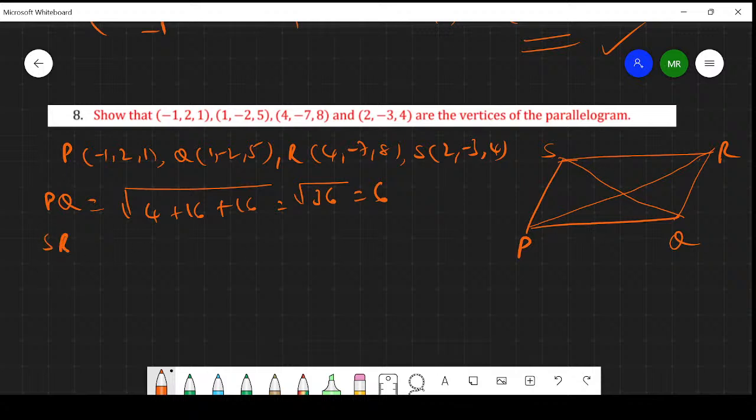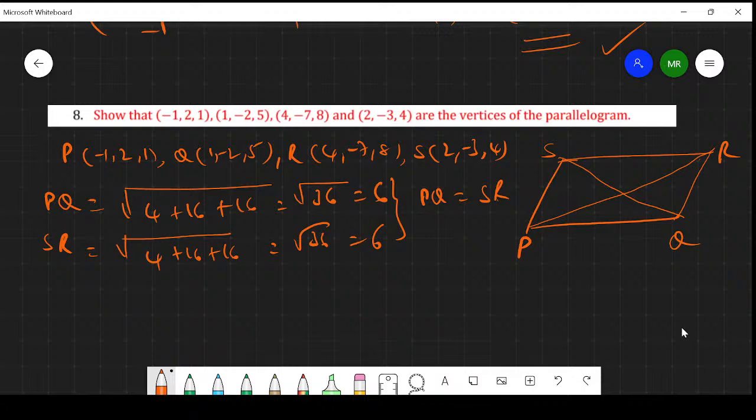Again similarly I want to prove SR. The distance SR, when I have taken S and R, you can see this is S and R. Between these two, 4 minus 2, it will be 4. Minus 7 plus 3, again 16. And here 8 minus 4, 4 square 16. It comes root 36, 6. From this I got PQ equal to SR. In a parallelogram, opposite sides are equal.